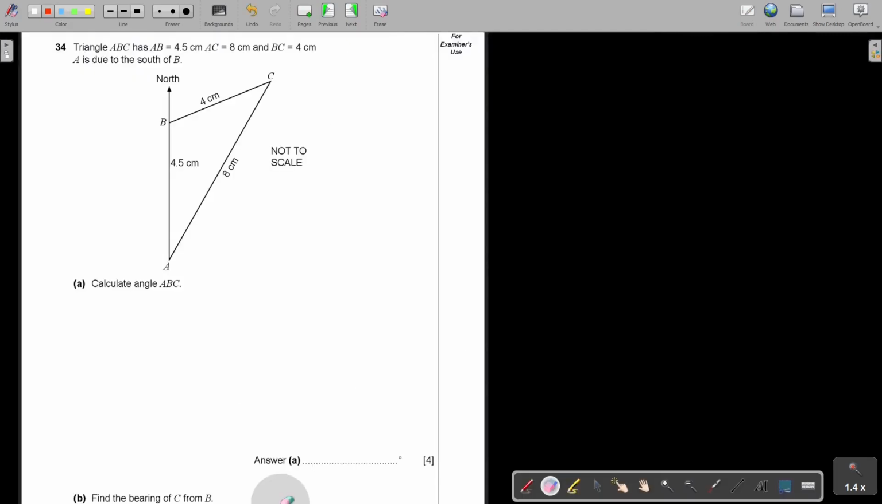Okay, let's start with question 34. Triangle ABC has AB 4.5, AC 8, and BC equals 4. A is due south of B. That means it's a north-south line. Can I just show you here? This is a north-south line. Okay. Calculate angle ABC. This angle. So let's just mark this angle.